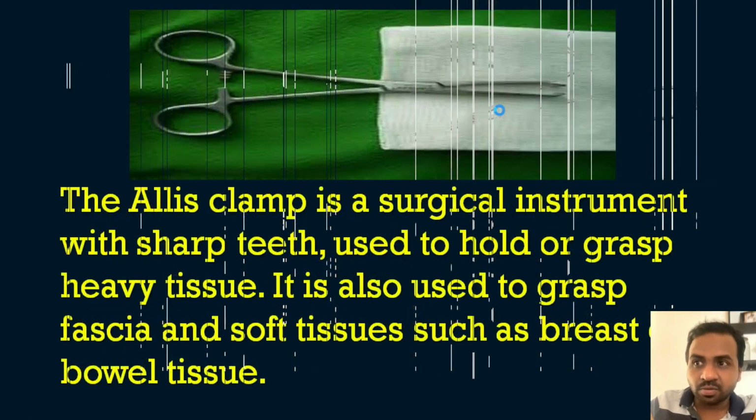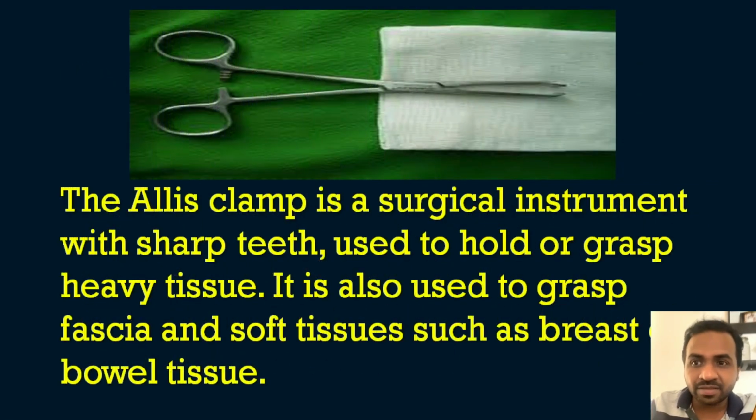Then the next option was the most common Allis clamp or the Allis forceps. So you can see the picture of the Allis forceps on the screen. It is a surgical instrument with sharp teeth. You can see here the teeth are very sharp, which is used to hold or grasp heavy tissues, and it is also used to grasp the fascia and soft tissues such as breast or bowel tissue. Okay, so this is the Allis forceps or Allis clamp.